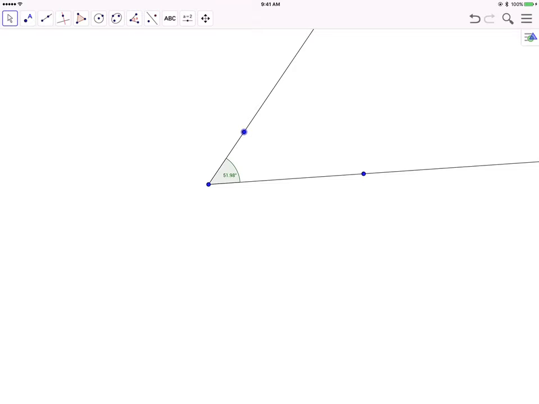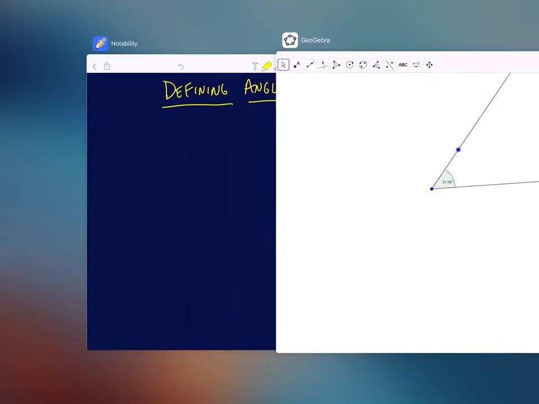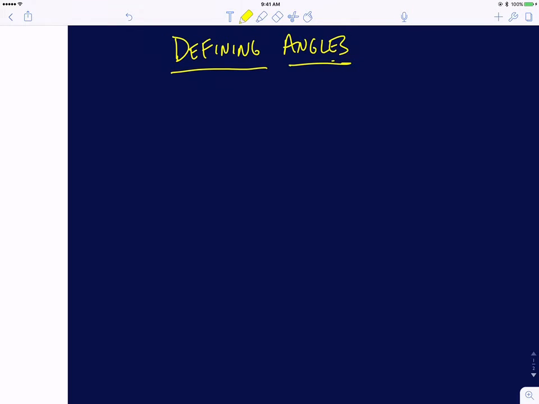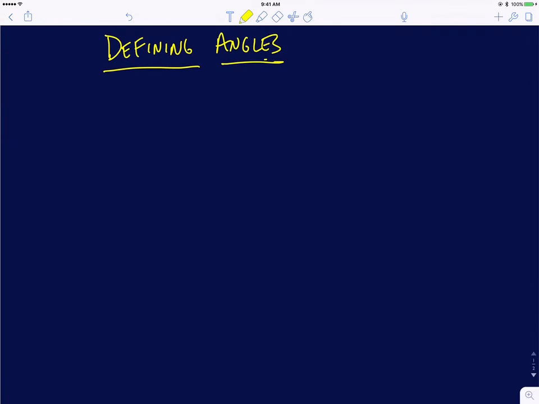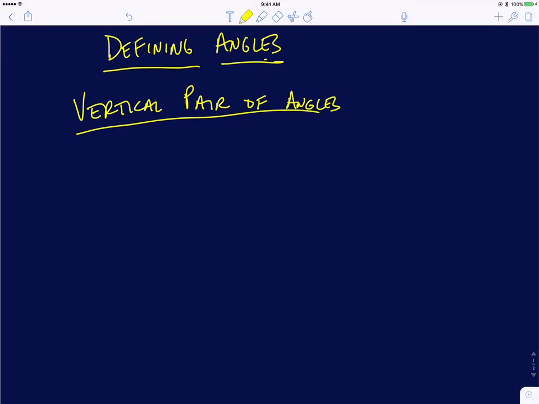So the first relationship we're going to look at for angles that we're going to define today is what's called a vertical pair of angles. And those are angles that are formed when two straight lines intersect.